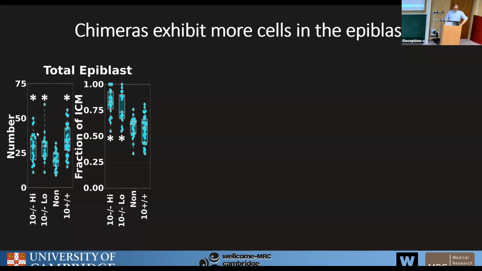So in the first instance, the left will be the number of the cells present in a tissue, and the right will be that fraction. So the first thing we noticed is that chimeras exhibit more cells in the epiblast. So here's the non-injected. Across the board, we have more cells in that epiblast, primarily because we put a lot of ESCs into there to begin with.